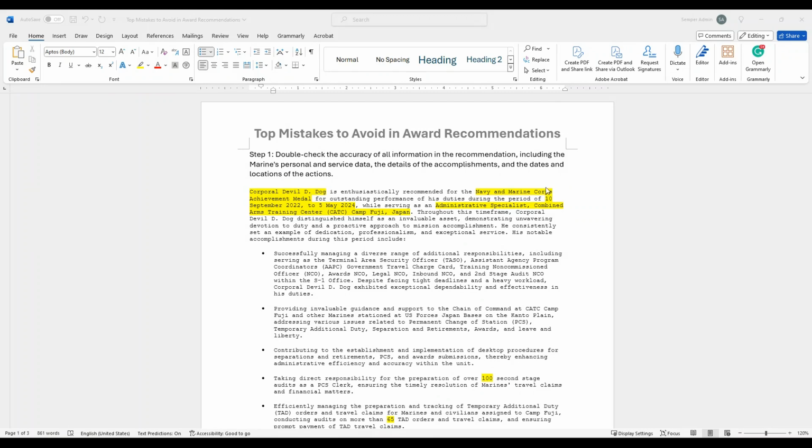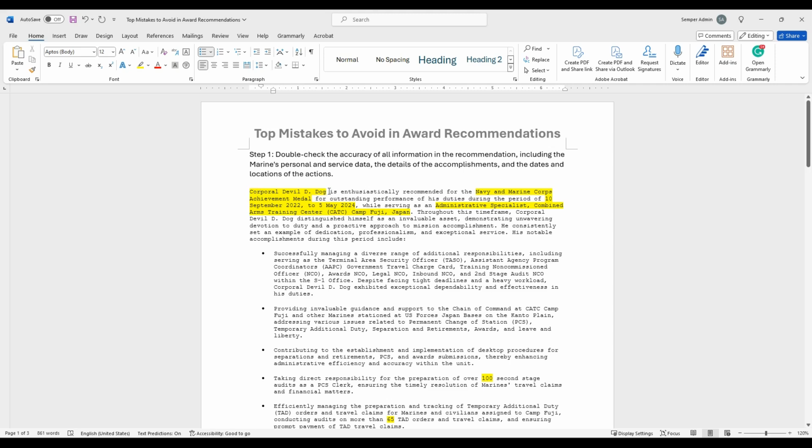approved. So as you can see here, we have some information that we're going to go over with some examples. The first thing that we're going to talk about is double checking the accuracy of all information in the recommendation, including the Marine's personal and service data, the details of the accomplishment, and the dates and locations of action. So this is my example summary of action.